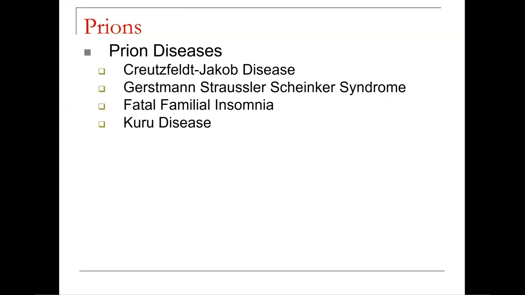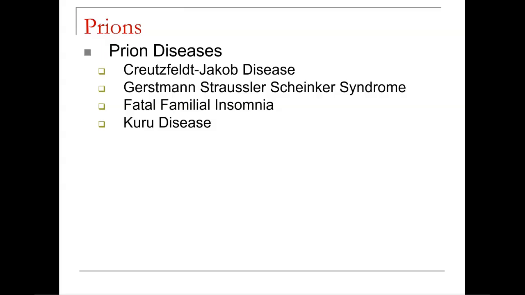Fatal familial insomnia is a rare inherited neurodegenerative disease that's characterized by progressive insomnia, autonomic dysfunction, and ultimately death. With this one, it's caused by a mutation in the PRNP gene, which encodes for prion proteins. This mutation then leads to the production of misfolding prion proteins that accumulate in the brain and then damage the nerve cells. Symptoms of this one typically begin in adulthood and progress over several years.